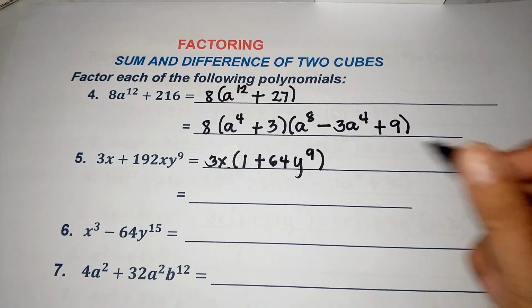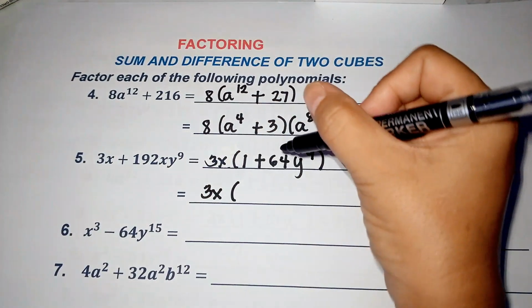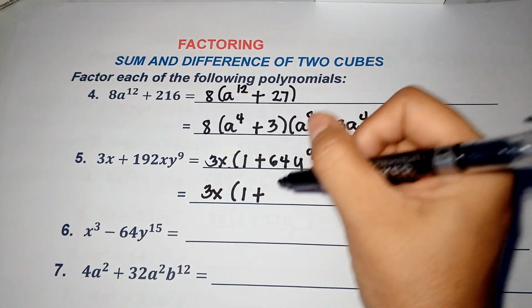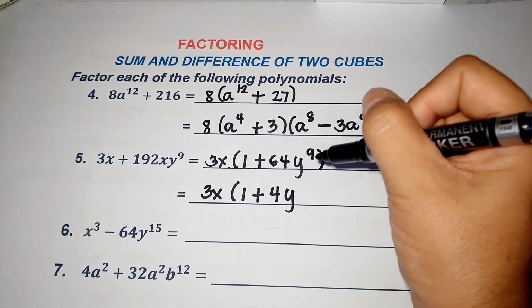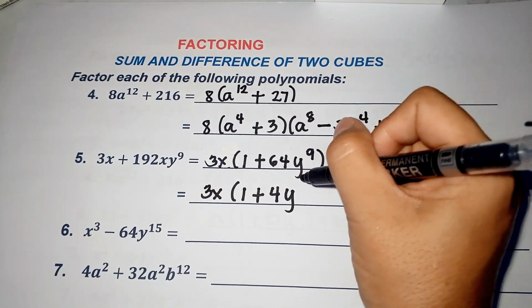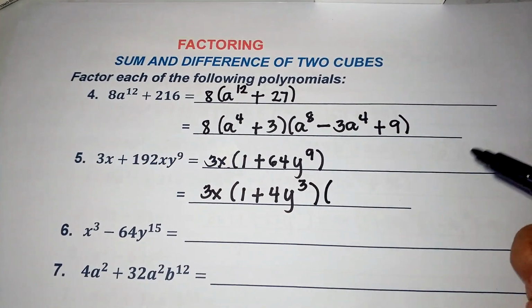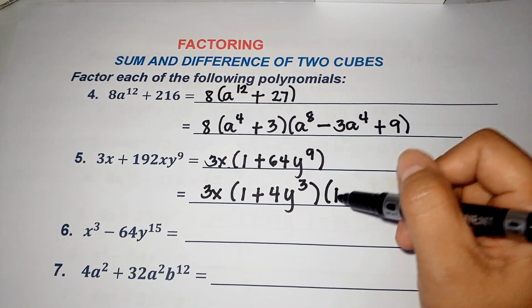So to factor this completely, let's copy the common factor, 3x. Get the cube root of 1, 1. Then plus, cube root of 64 is 4. Cube root of y to the 9th is y. 9 divided by 3 is 3. So y cube. Then for the trinomial, square 1, that's 1. Or 1 squared is 1.